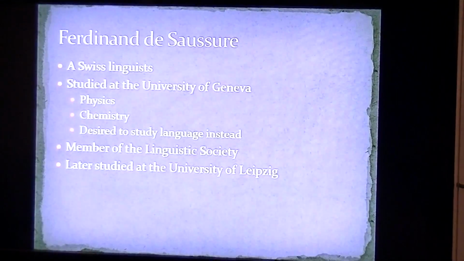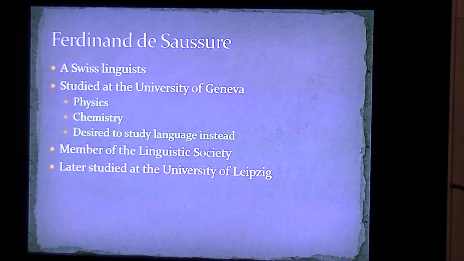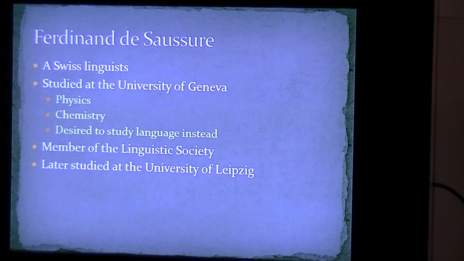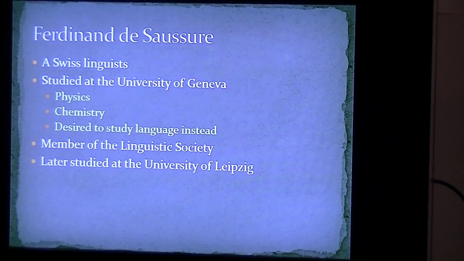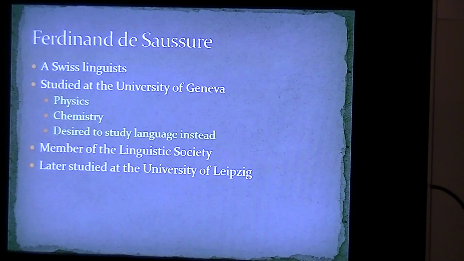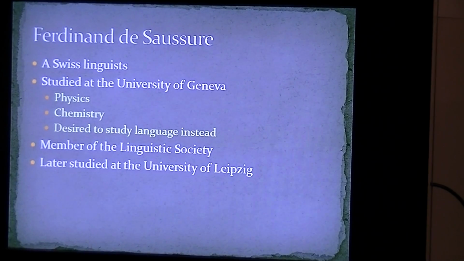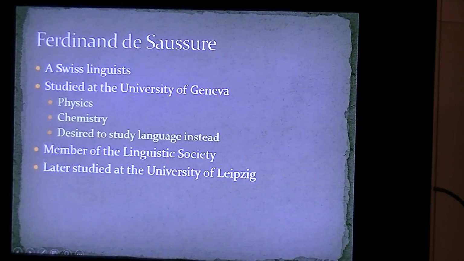Ferdinand de Saussure was another one that was a founder of the semiotic theory. He was a Swiss linguist, and he studied at the University of Geneva. There he studied physics, chemistry, but at the same time he did decide that he wanted to study languages instead. He became a member of the Linguistic Society, and later he convinced his parents to transfer him to the University of Leipzig to further study linguistics.